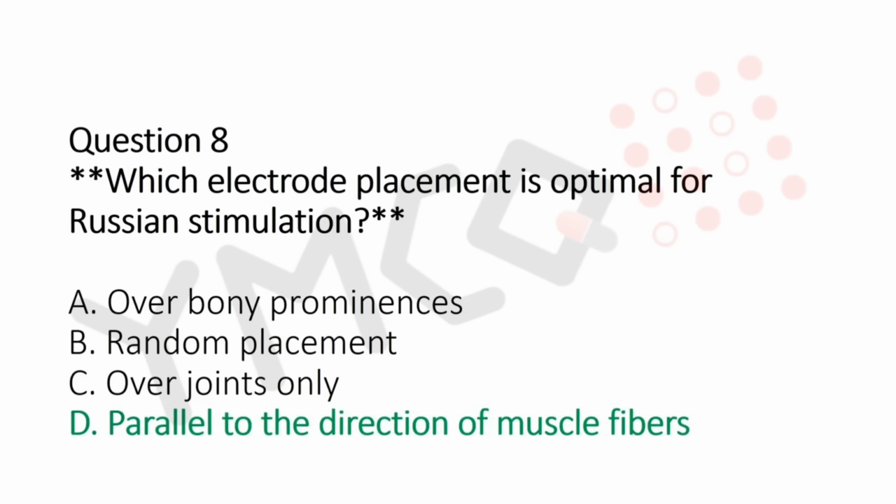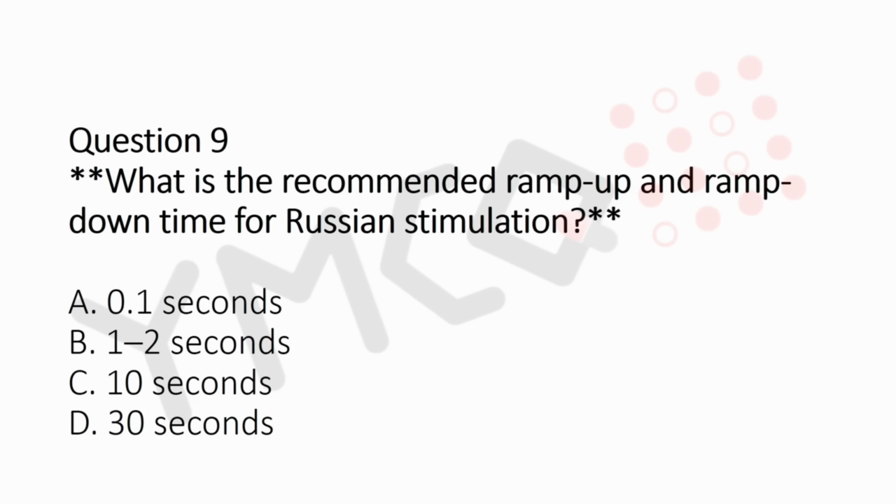Now let's move to question number 9. What is the recommended ramp up and ramp down time for Russian stimulation? Option A, 0.1 second. Option B, 1 to 2 seconds. Option C, 10 seconds. Option D, 30 seconds. And the answer is option B, 1 to 2 seconds.